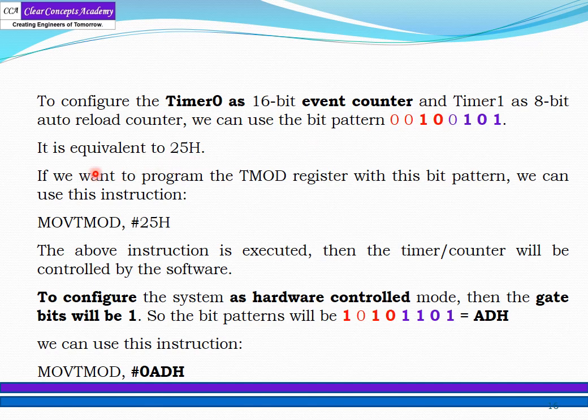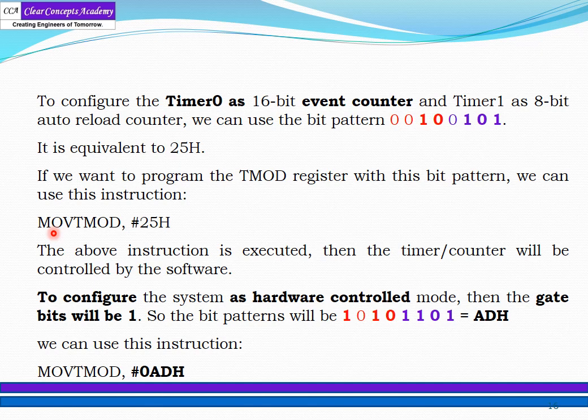It is equal to 25H. That means this one is 4 and this is 5, and this is 0 and this is 2. So it is 25 hexadecimal. If we want to program the timer mode register with this bit pattern, we can use an instruction. Now we have decided in what mode the timers are required, and we have created the digits. Now this has to be passed to the timer mode register. So how will we do that? By giving the instruction MOV TMOD, #25.